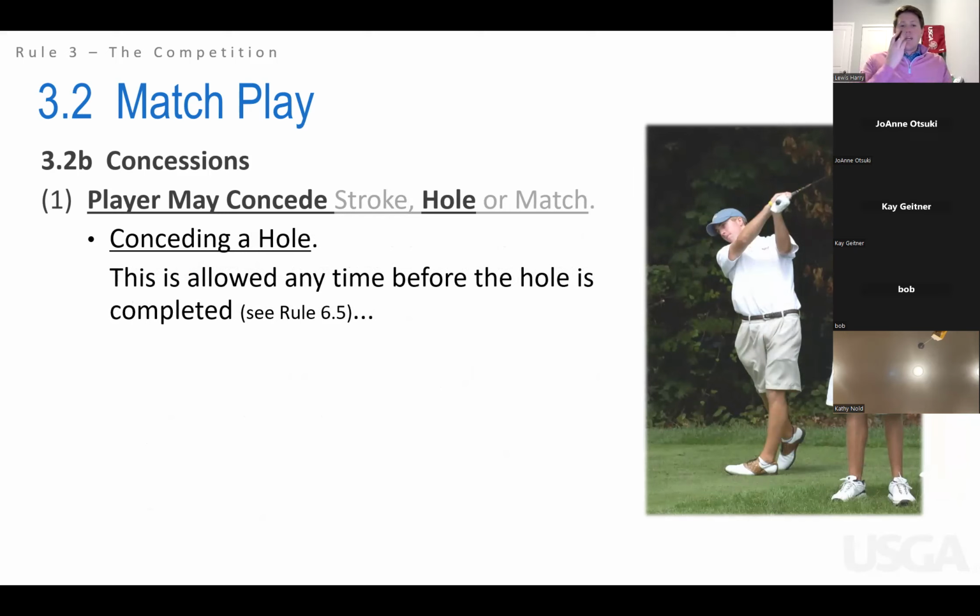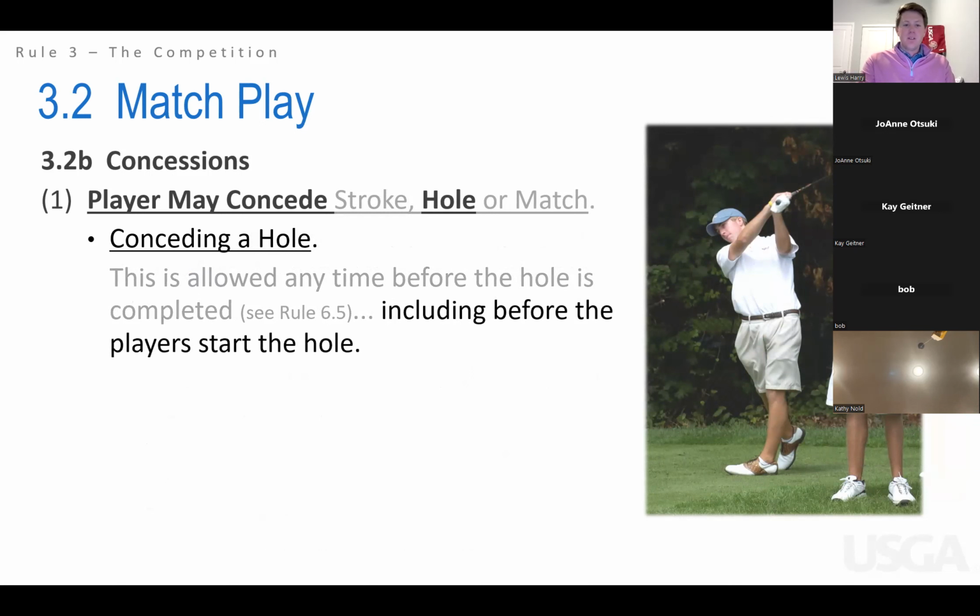When we talk about conceding a hole, again, we can do this anytime before the hole is completed. If we're in the middle of the fairway or if we're on the putting green, wherever we are in the process of playing that hole, we have the option just to concede the hole. And that also includes before we even start the hole.